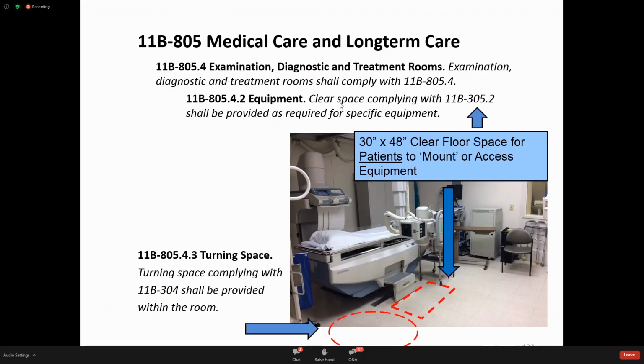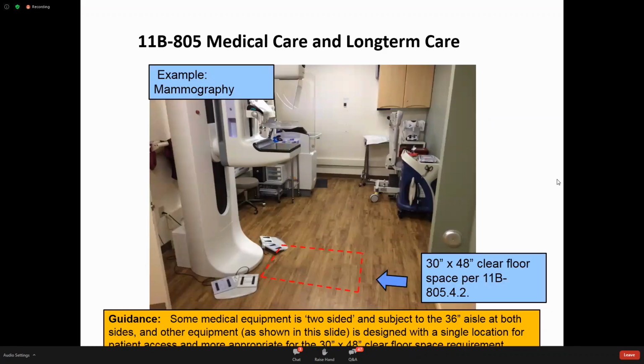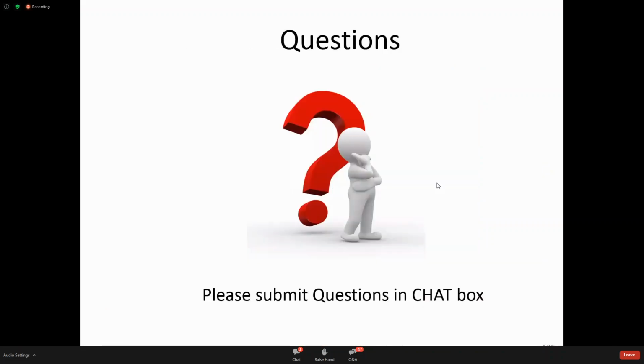So what the code is saying, I'm going to flip back to that previous code section. Equipment, you have to have a clear space complying with this 305.2, which is that rectangle, for that specific equipment. So what that really means, mammography equipment, you approach it from the front. That's where you have to have your 30 by 48 inch clear floor space so that a patient in a wheelchair can roll up to it and use the mammography equipment. Questions? Nothing typed in yet? No. All right, we'll move on.